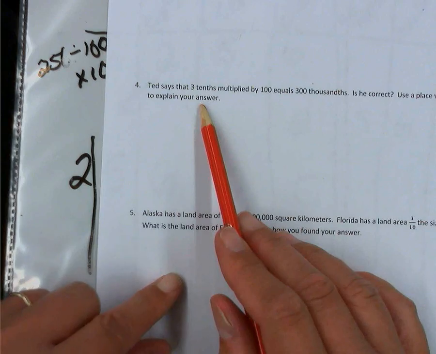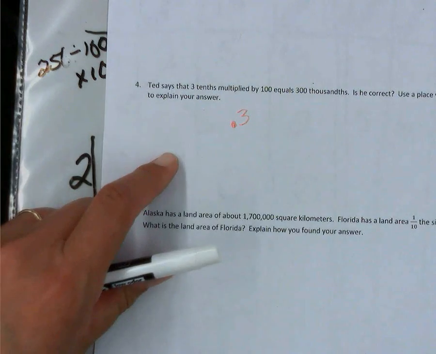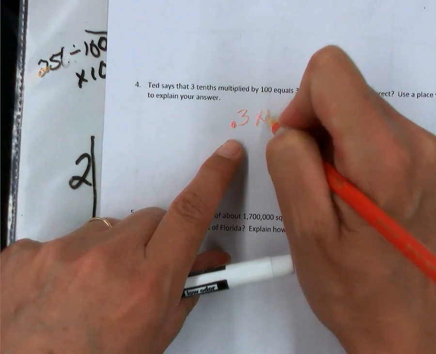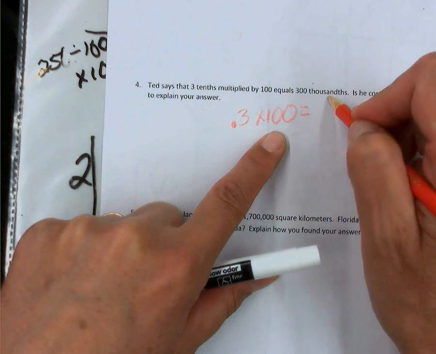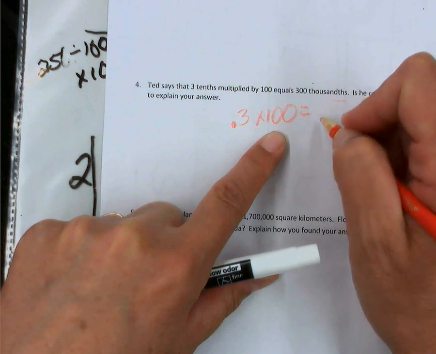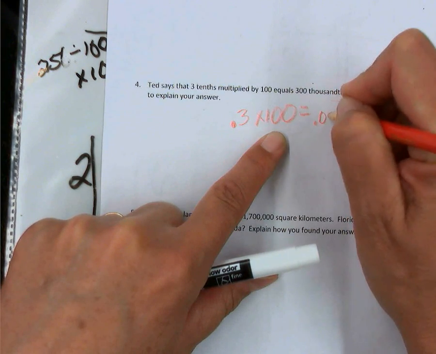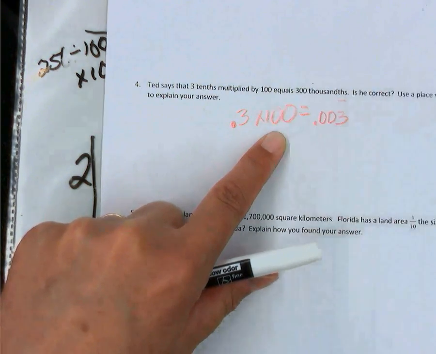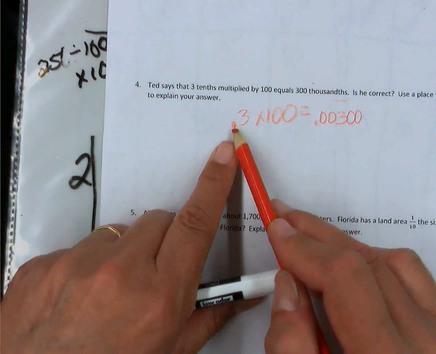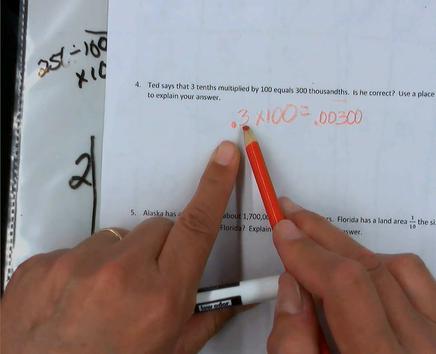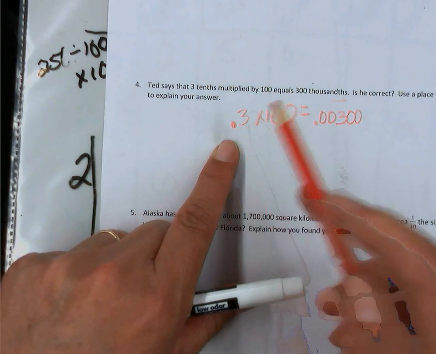Ted says that 3/10, let's see what 3/10 looks like. 3/10 multiplied by 100 is equal to 300 thousandths. So we have to go to the thousandths place. So 0, 0, 300 thousandths. We could do that. So now, if we multiplied this by 100, if it's in the tenths place now, it's going to gain, not lose, place values. That's where the error is.